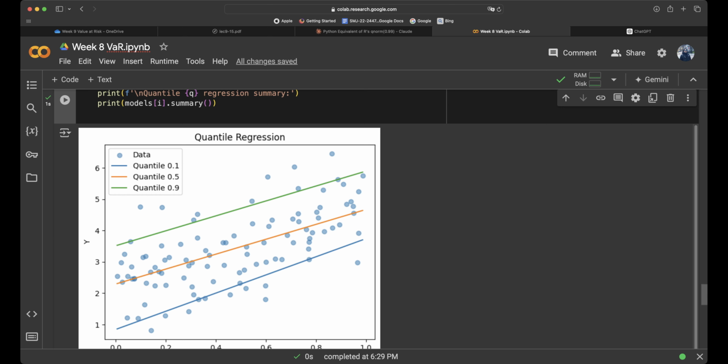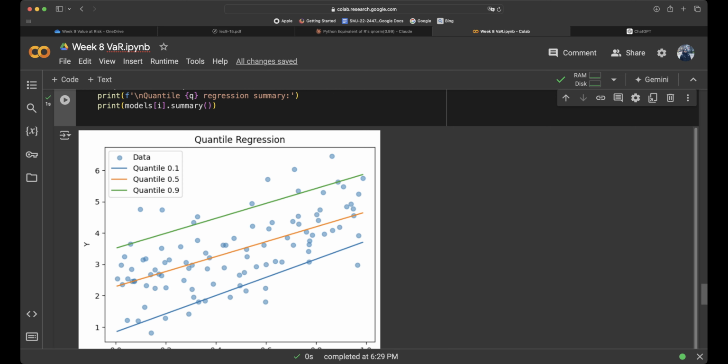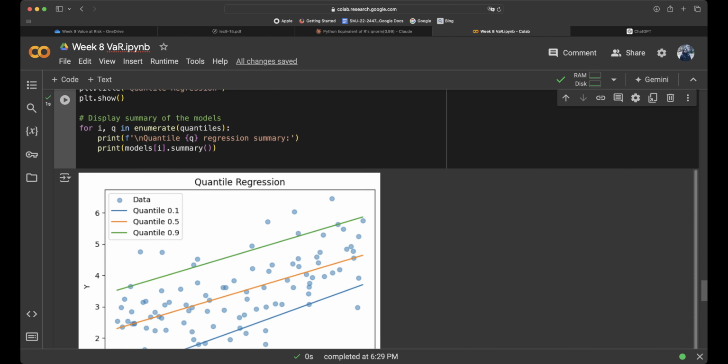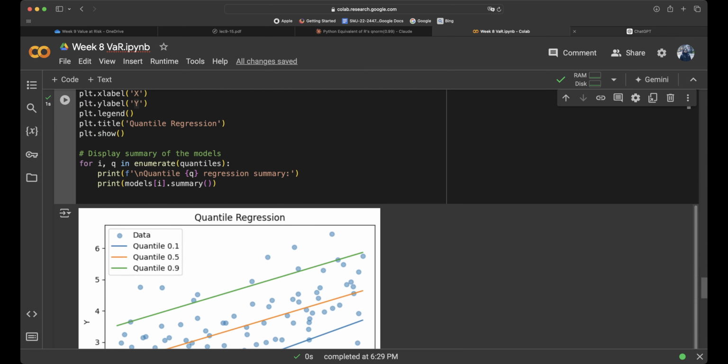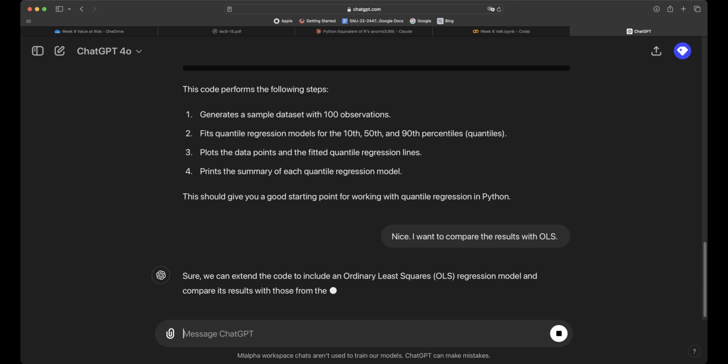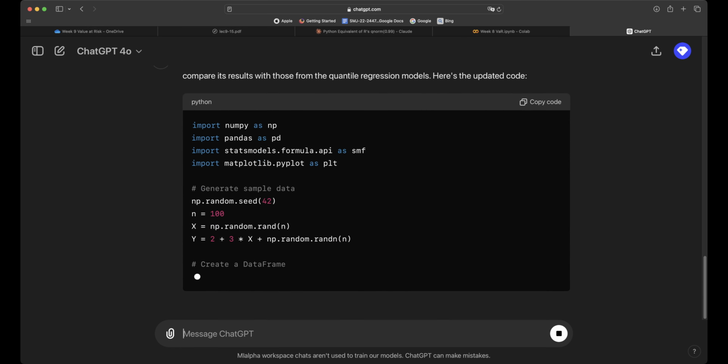Okay, quantile regression. So the graph is that, in the regression, this x and y. In the regression, basically, we fit the regression with the... I have a great idea, so, nice. I want to compare the results with OLS, ordinary least squares regression. You can extend the code.